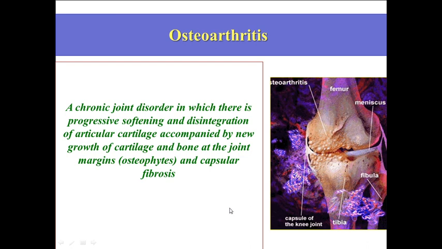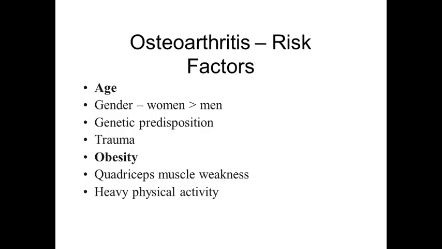similar for detection of degenerative damage of joints; it is a chronic joint disorder in which there is progressive softening and disintegration of articular cartilage, accompanied by new growth of cartilage and bone at the joint's margins, like osteophytes and capsular fibrosis.